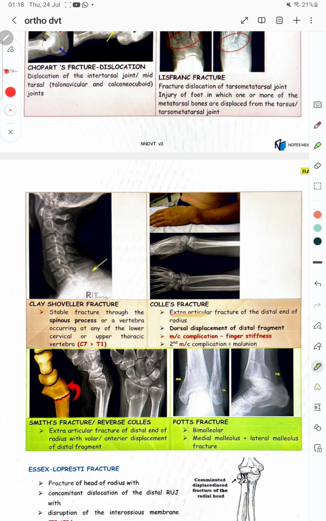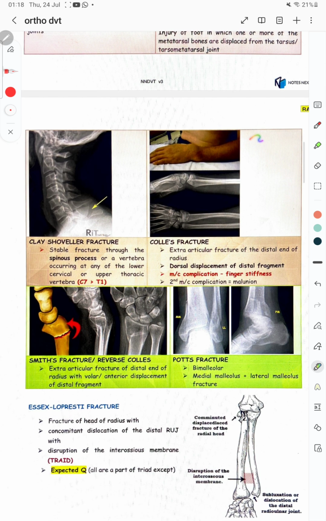So it is an extra-articular fracture at the distal end of the radius, which leads to dorsal displacement of the distal fragment, and it leads most commonly to finger stiffness. Other than this, it is malunion. So there are three things about Colles. It is extra-articular. Then what kind of displacement? It is dorsal displacement. Then the most common complication is finger stiffness, and if not, then malunion.